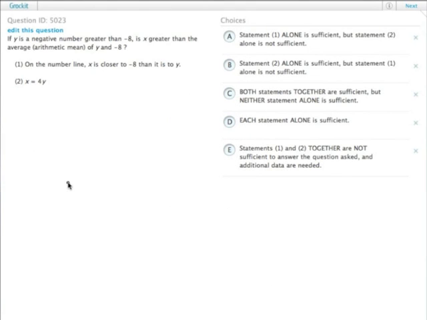So, y is a negative number greater than -8. Is x greater than the average of y and -8? Sometimes it may actually just be helpful to draw yourself a number line or a partial number line and figure things out from there. So if we have -8 here, y is greater than -8, which means it's closer to 0. So we'll just put y here. We don't have to assign a number to it.